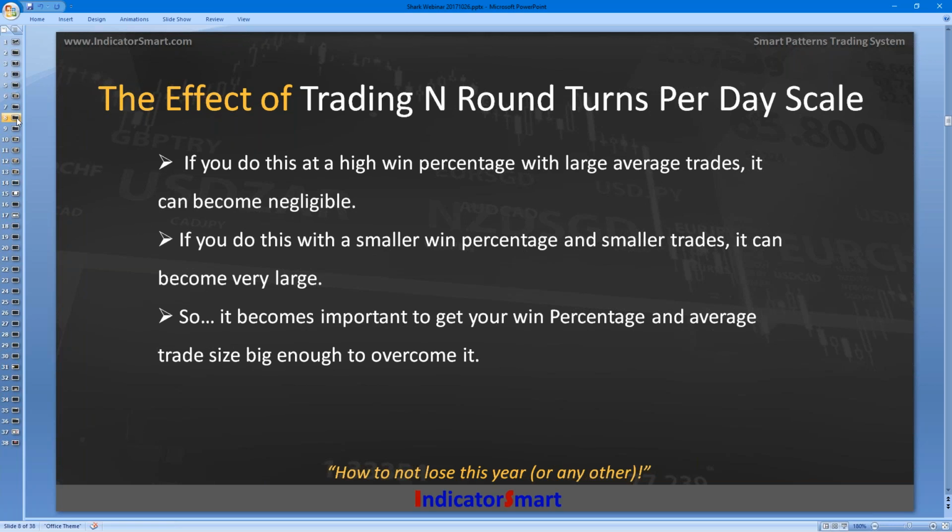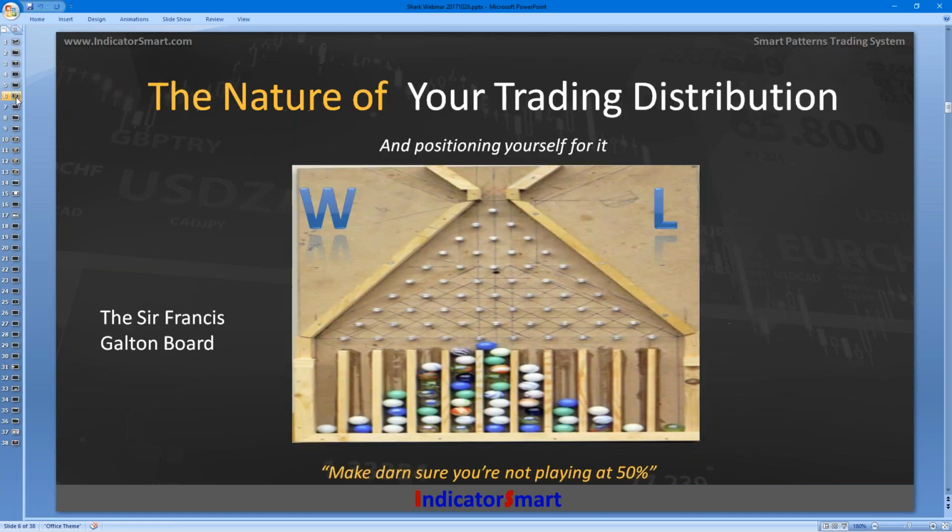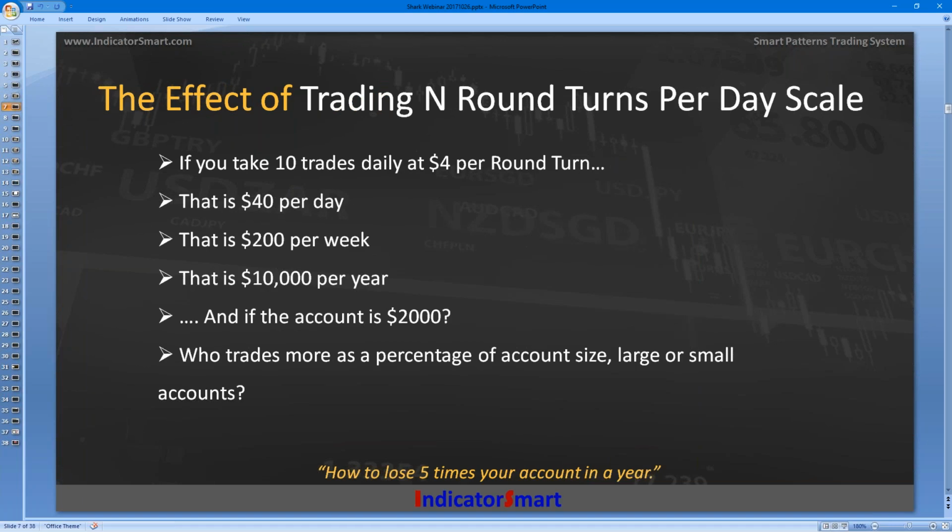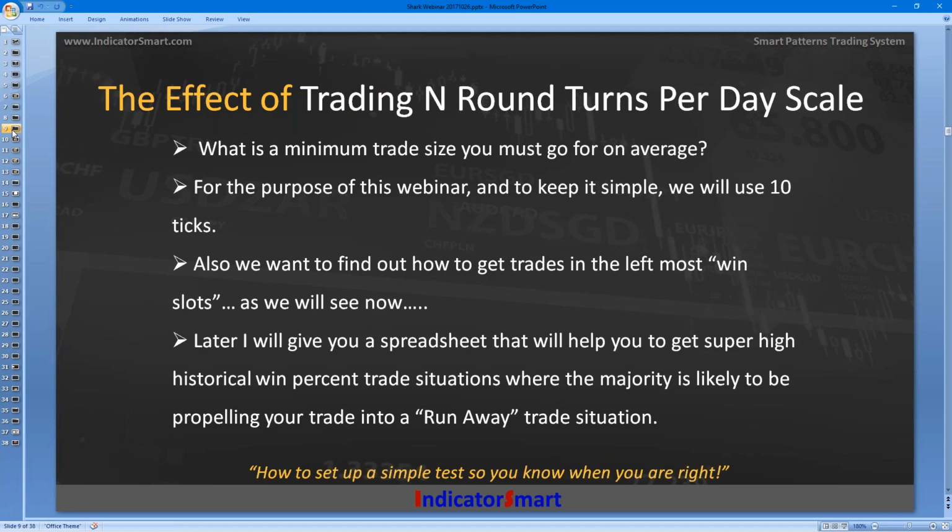But if you do what was on the prior screen at a high win percentage, and your average trade is larger, then that expense becomes really negligible. But if you're back there on the Galton board doing 50-50, break-even trading, then you know you've got a problem. So you need to have an equation that overcomes this thing. That opens the question: what's the minimum trade size you need to go for in order to make this whole thing work?